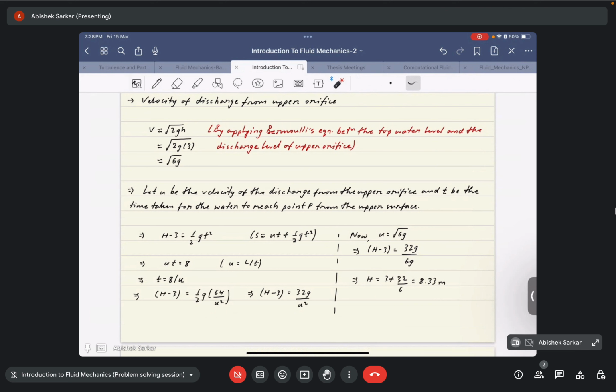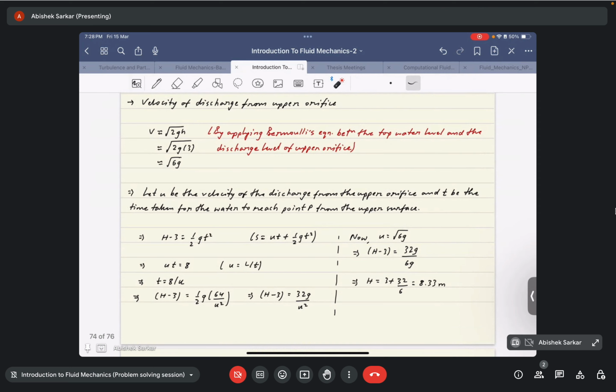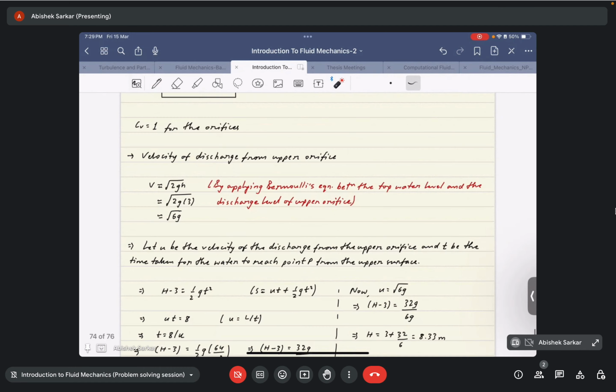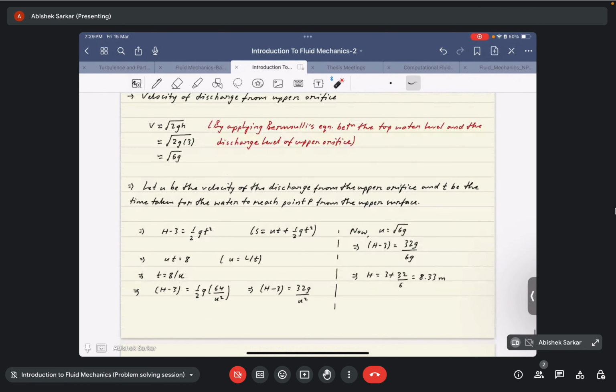Then we can write, since s is equal to ut plus half at squared, s will be equal to h minus 3, right? Because the water traverses this distance, so the net displacement is basically h minus 3. So h minus 3 would be equal to half gt squared, because you can consider the initial velocity of water to be 0. The moment the orifice has been opened, water just oozes out of the orifice, so we can take the initial velocity to be 0. Then h minus 3 will be equal to half gt squared, where acceleration is basically the acceleration due to gravity.